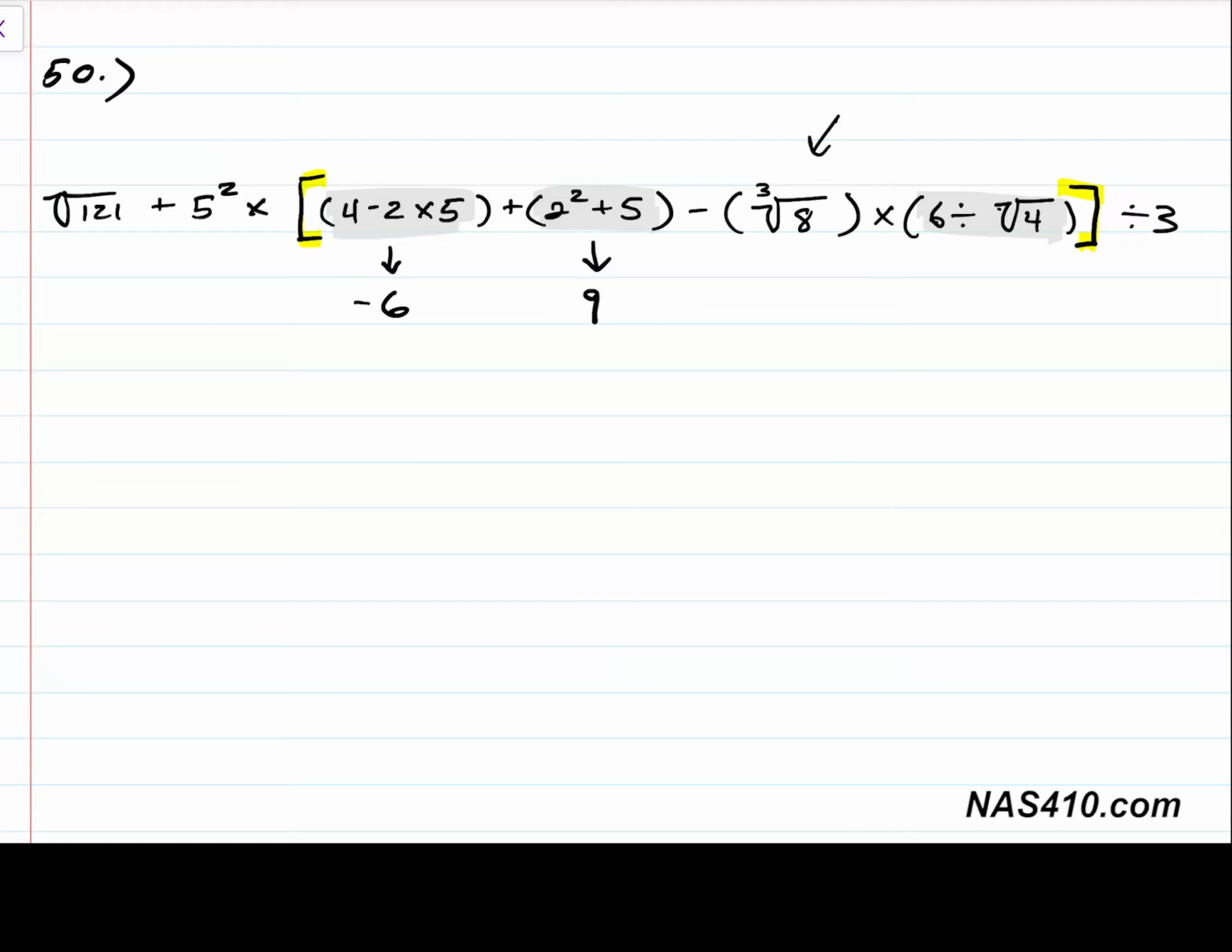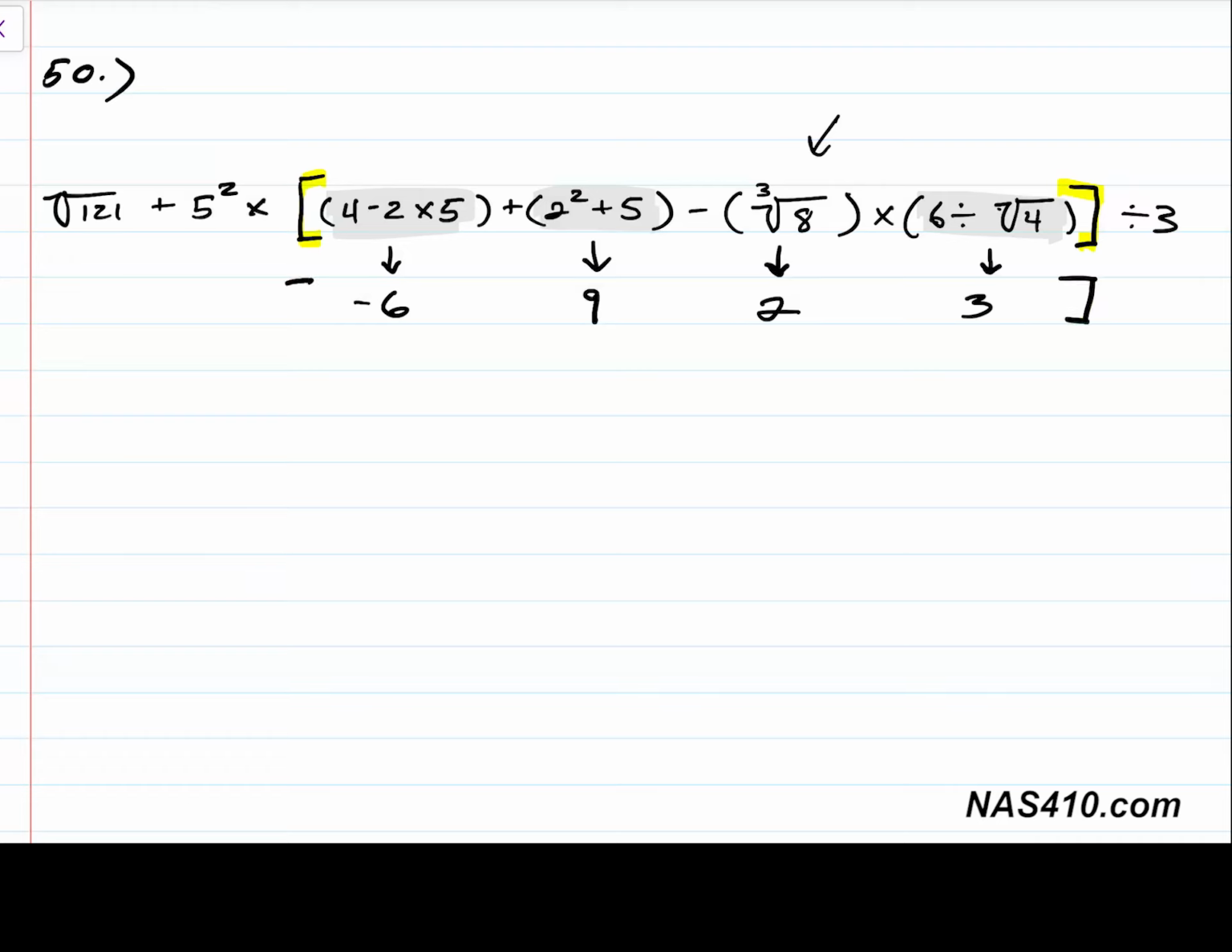We could go ahead and take a look at this one here. Basically, it's the cube root of 8, which is 2. 2 times 2 is 4, times 2 is 8. So the cube root of 8 is 2. Then let's look at this one here. I'm going to look at my square root first, which is 2. Then I'm left with 6 divided by 2, which is 3. So the answer here is 3.